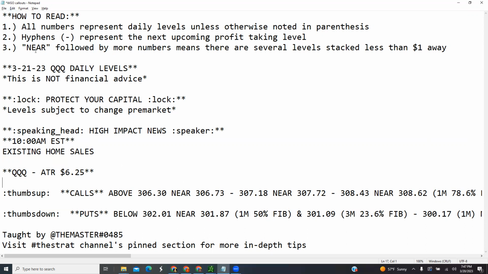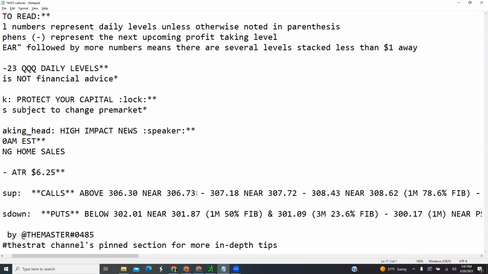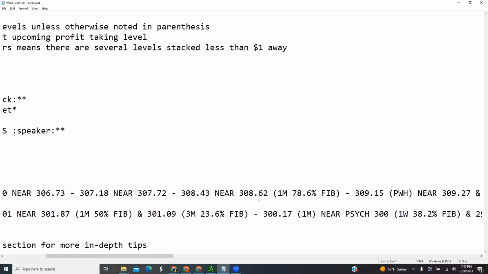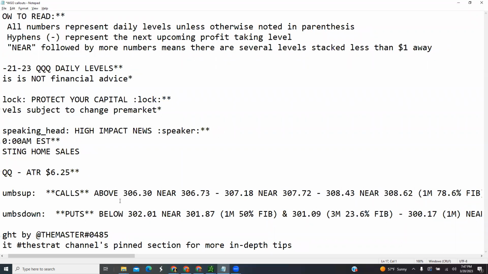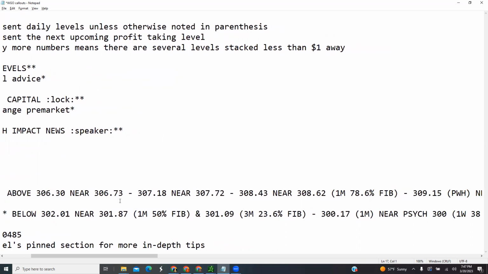Again, feel free to pause this as necessary. Just letting you know that everything here is daily levels, and each one of these hyphens represents going towards the next profit taking level. Anywhere there's a near in between these hyphens, those are multiple levels stacked within less than a dollar range of each other. All right, so let's begin that slow scroll. Calls are on the top line, puts are on the bottom line.